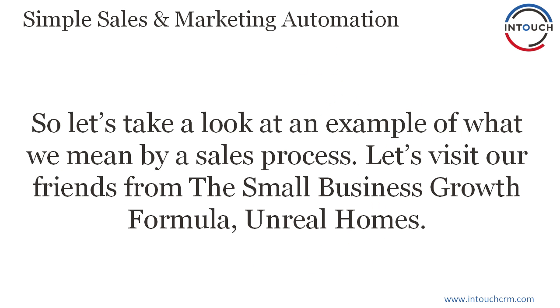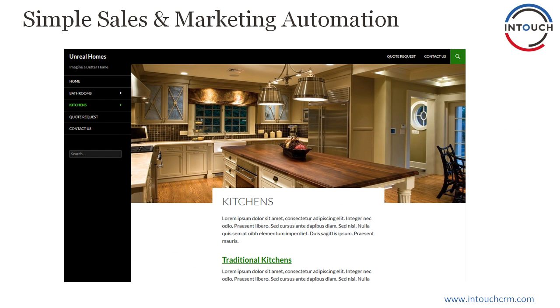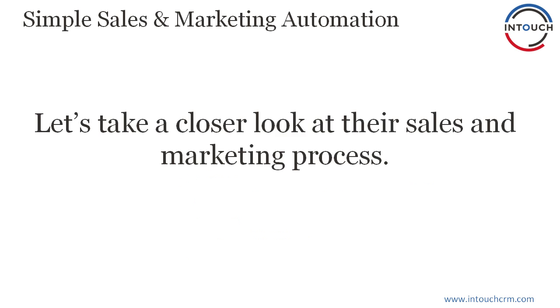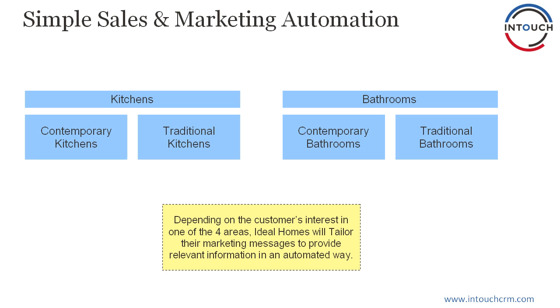So let's take a look at an example of what we mean by a sales process. Let's visit our friends from the Small Business Growth Formula, Unreal Homes. This is their website, and this is where they're capturing leads. So let's take a closer look at their sales and marketing process. Unreal Homes have identified 4 main product areas that help define the interests of their target market. They are traditional kitchens, contemporary kitchens, traditional bathrooms, and contemporary bathrooms.